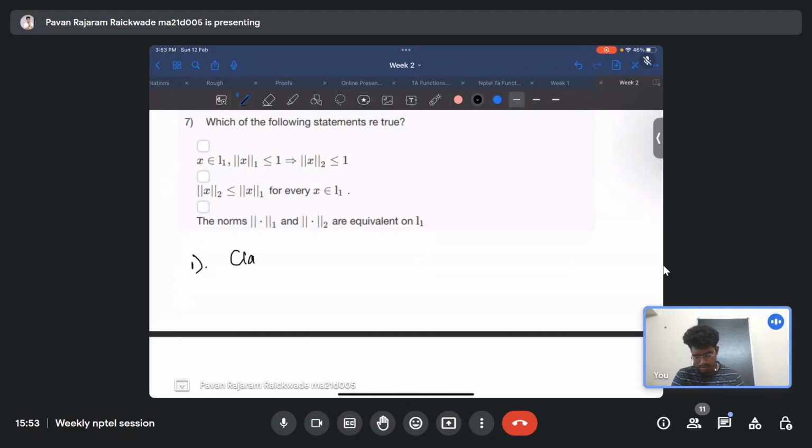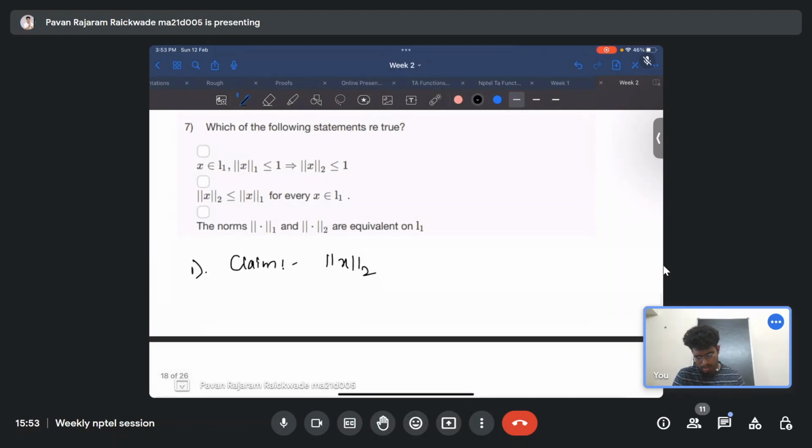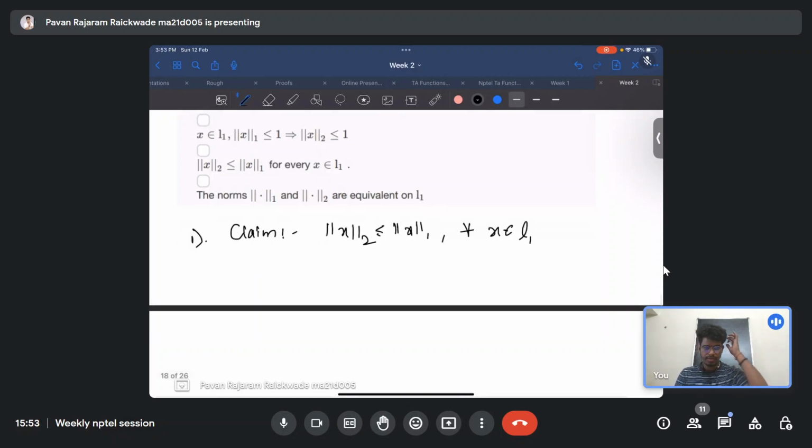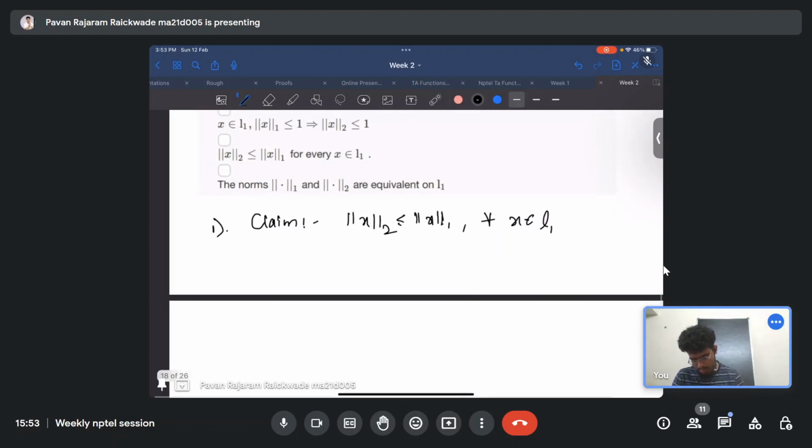So the claim here is actually that norm x2 is always less than or equal to norm x1 for all x belonging to L1, in Rn or maybe infinite also. This L1 space is a tuple space. It can be infinite or finite. L1 of natural numbers is a sequence space with the norm 1, and L1 n means it is from Rn, just Rn with norm 1. So I'll first explain for Rn why norm x2 is less than or equal to norm x1 for all x belonging to Rn.